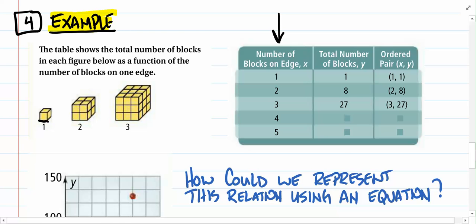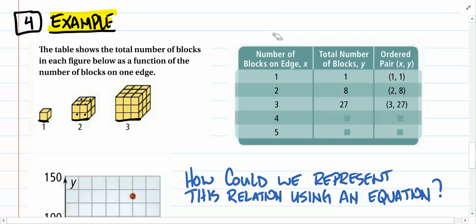So I have 1 block on an edge, right? One block on an edge gives me one block in total, so therefore I have the pair (1, 1). If I have 2 blocks on an edge, then I have a grand total of 8 blocks, right? I have 1, 2, 3, 4, 5, 6, and then the other 2 in the back. If I have 3 blocks on an edge, then I have a grand total of 27 blocks.